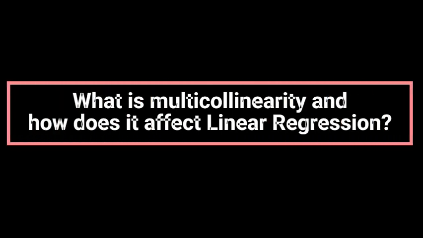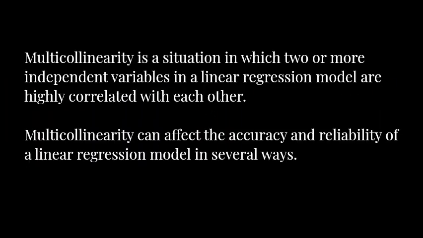What is multicollinearity and how does it affect linear regression? Multicollinearity is a situation in which two or more independent variables in a linear regression model are highly correlated with each other. In other words, multicollinearity occurs when there is a strong linear relationship between two or more independent variables, making it difficult to distinguish the individual effects of each variable on the dependent variable. Multicollinearity can affect the accuracy and reliability of a linear regression model in several ways.